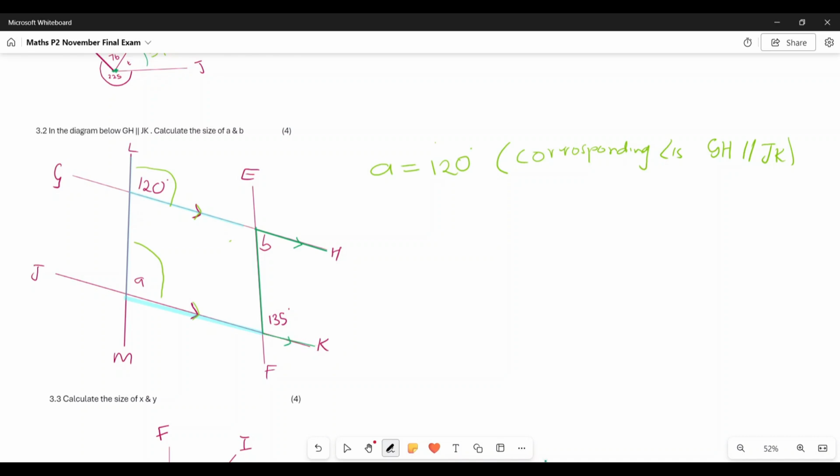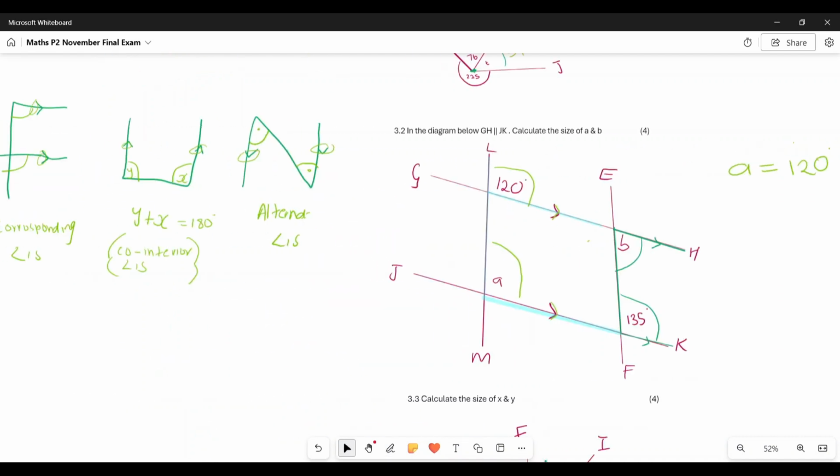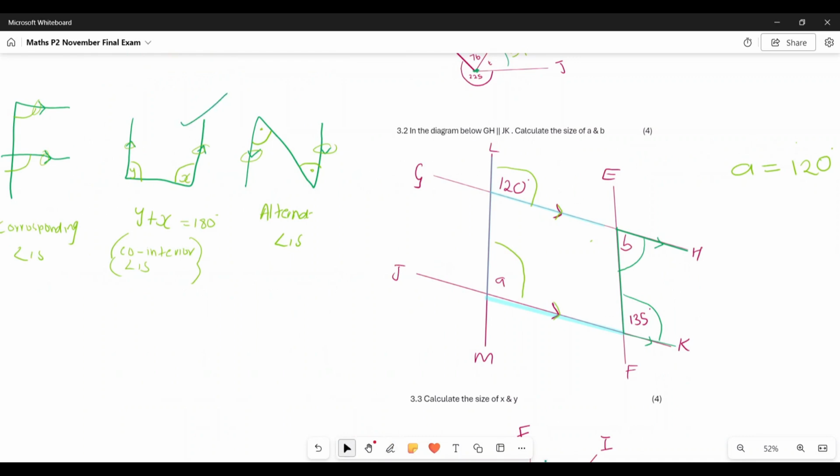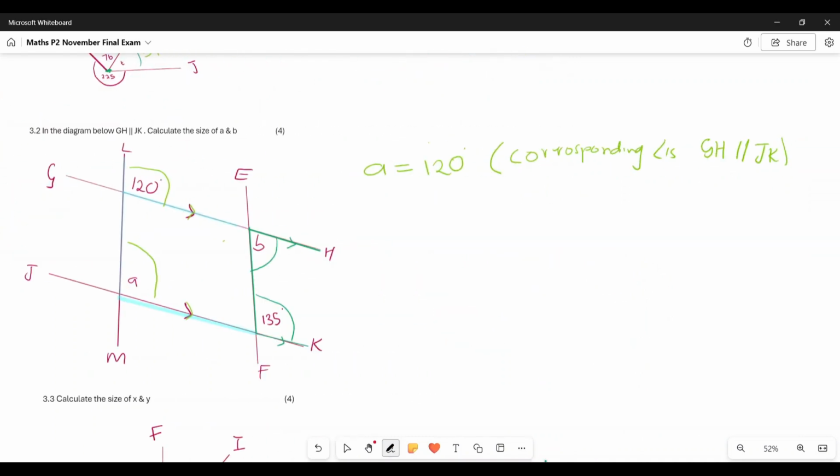Now, if you note, the type of shape that is being formed here is your U, to be specific, the shape here. And what do we know about these two angles? So if you take angle B and add it to 135, we expect to get 180. And your reason would be co-interior angles.